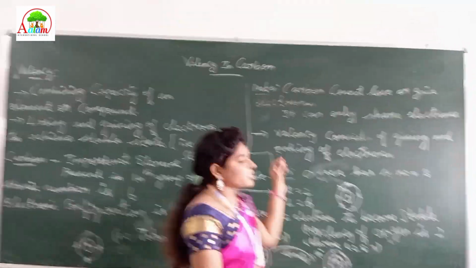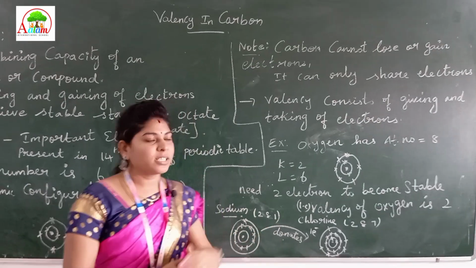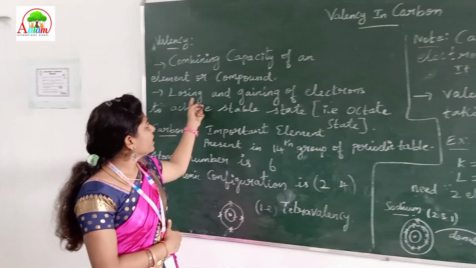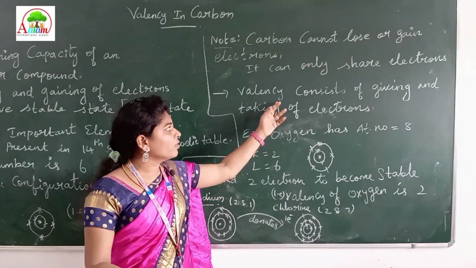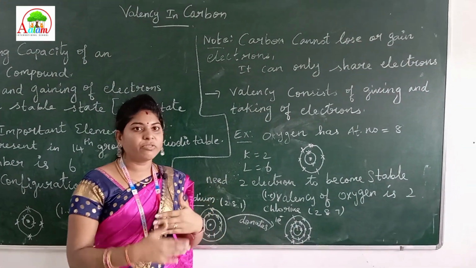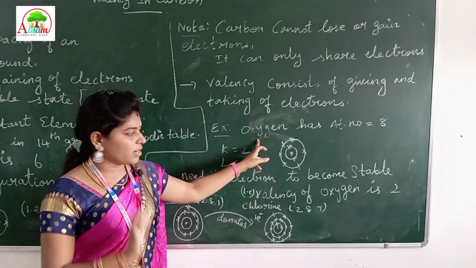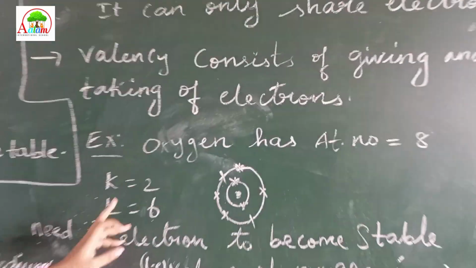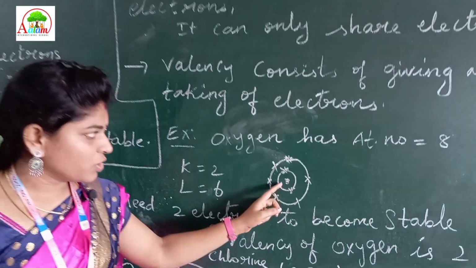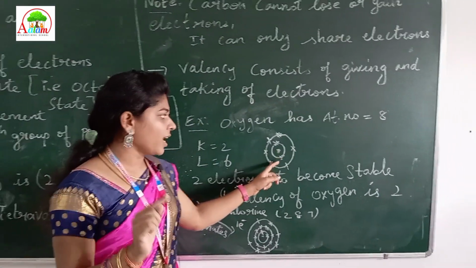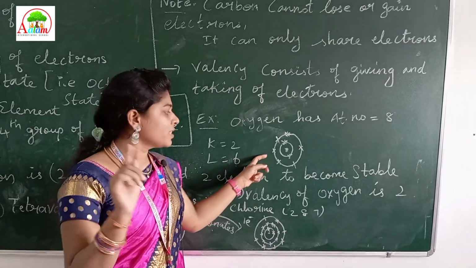Valency also consists of giving and taking of electrons. As we have seen in the previous point, it can lose or gain. So other than carbon, many elements have the property of giving and taking of electrons. I have given an example here. I have taken oxygen. Oxygen has an atomic number 8. This is the nucleus, at the center. Around the nucleus, the first K shell has 2 electrons. Around the K shell, we have an L shell consisting of 6 electrons.